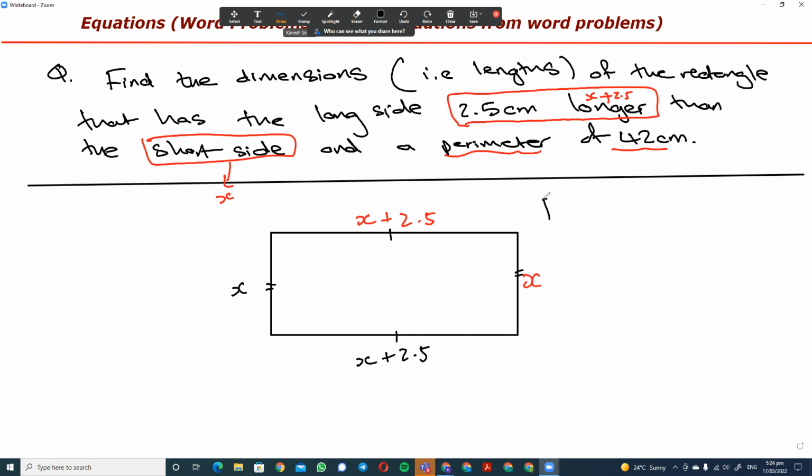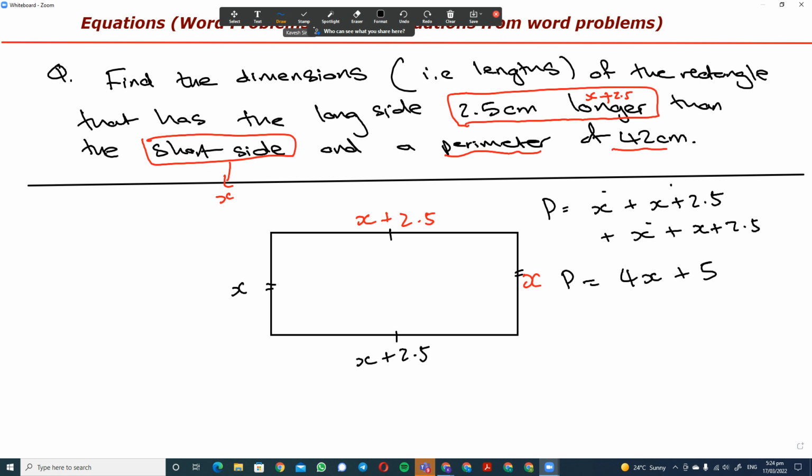I'm going to call the perimeter P, and it's going to be equal to x plus 2.5 plus x plus 2.5, and that's all four sides. 1, 2, 3, 4 sides. I got 4 x's, so it becomes 4x, and 2.5 plus 2.5 is 5, and that'll be P. So the perimeter is equal to 4x plus 5.